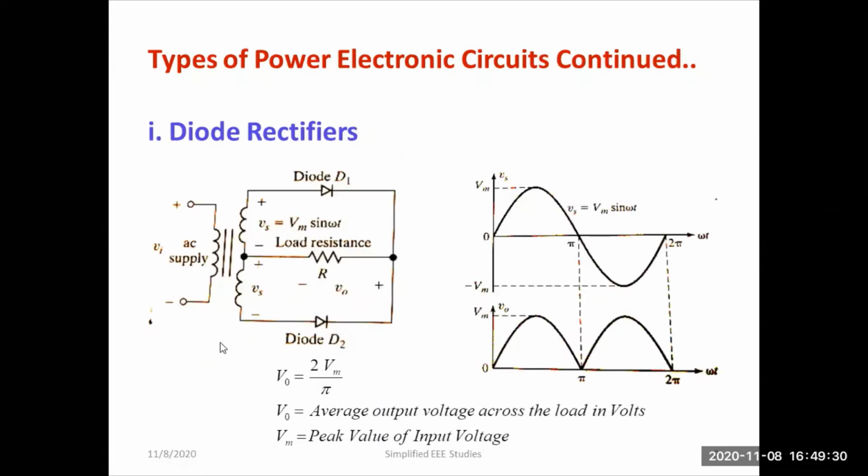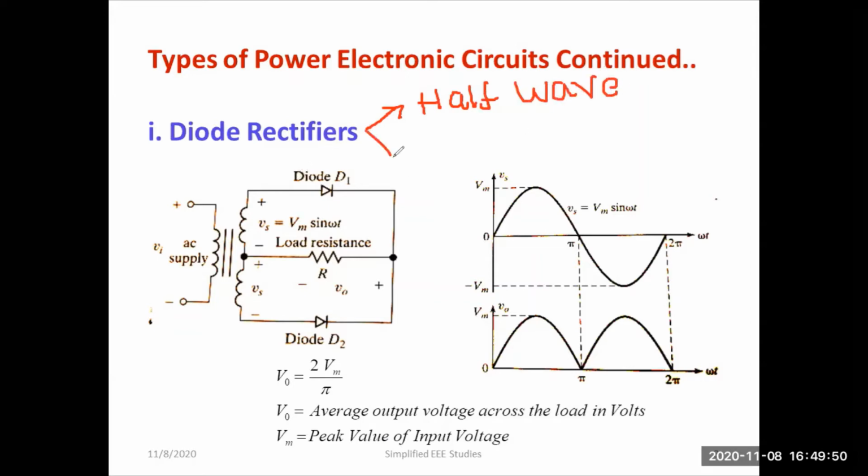As you can observe, this is a circuit diagram of a diode rectifier. Before explaining the circuit diagram, I would like to discuss the classification. So the diode rectifier can be broadly classified into two. The first one is known as the half wave rectifier.